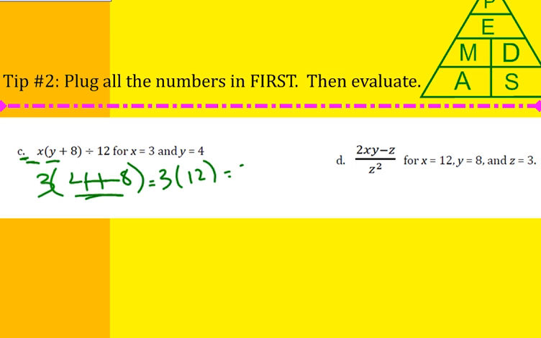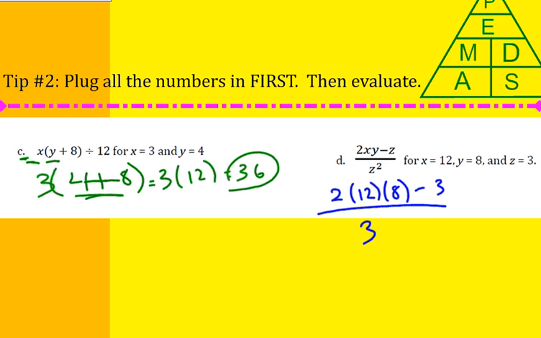So that's going to be a grand total of 36 for your answer. All right, this one's going to be kind of the same, except there's a little bit more to it. So you're going to have 2, then you're going to have 12, then you're going to have 8 minus 3 all over 3 squared. So 2, 12, and 8 multiply together, minus 3 over 3 squared. So now, technically, this is going to be 9 on the bottom.